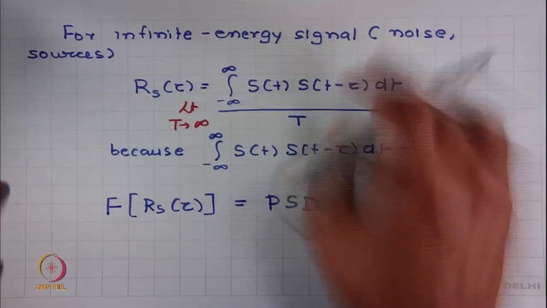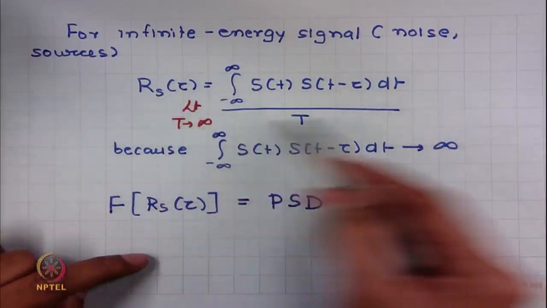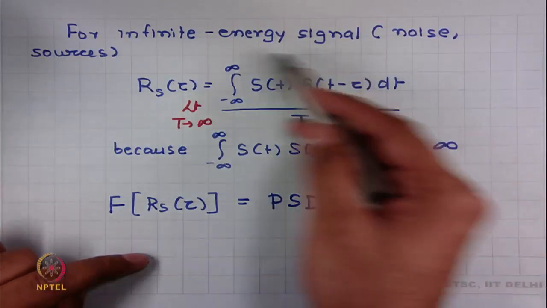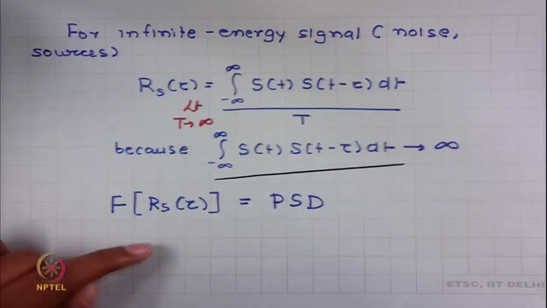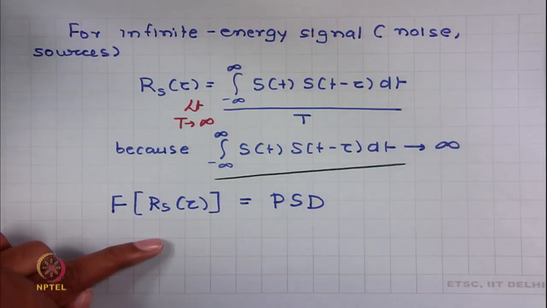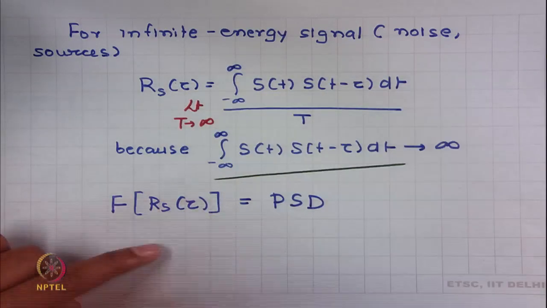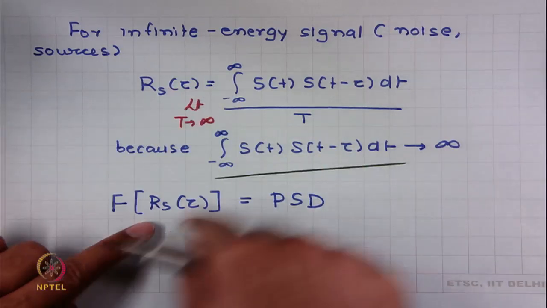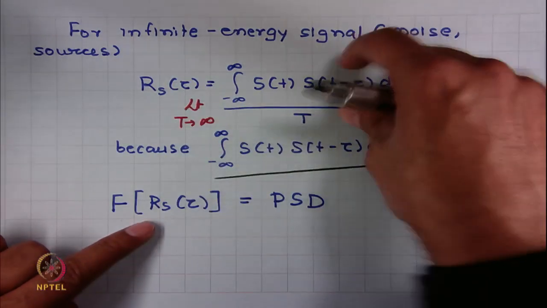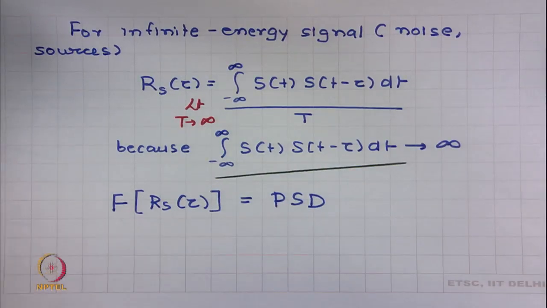For infinite energy signals like noise and sources or stationary sources, the best definition to choose for the autocorrelation function is this definition, because this quantity is tending to infinity, because it is of infinite energy. So, when you are talking about infinite energy signals, the good definition is this one, and when you take the Fourier transform of the autocorrelation function, which is defined using this relationship, then we get power spectral density. Okay.